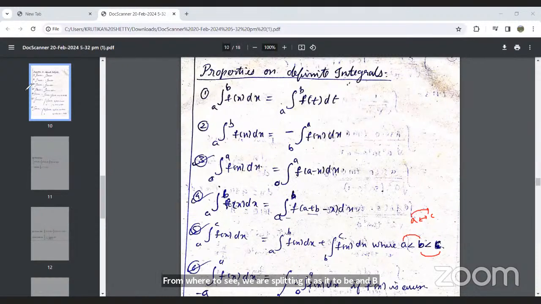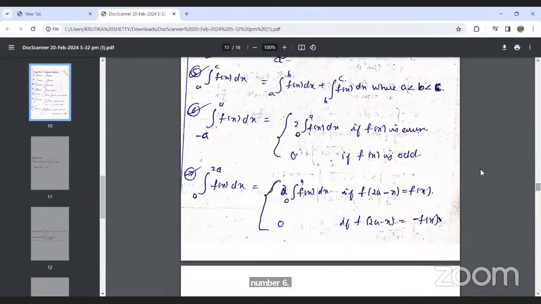Okay, and then we have property number 6. Property number 6. So maximum times the questions on 5, 6 and 7 are asked. Six mark questions are asked on 5, 7 and 6. So say property number 5.